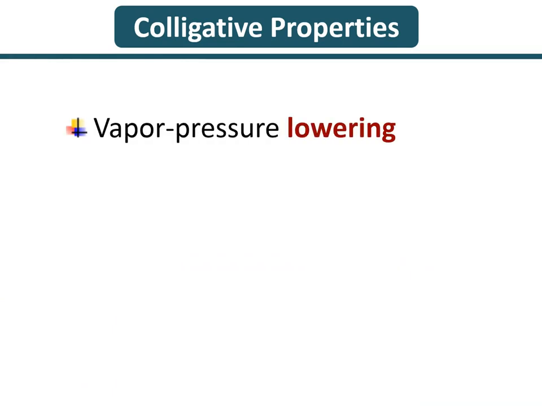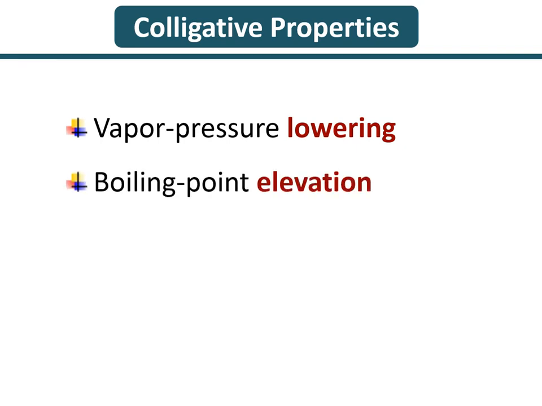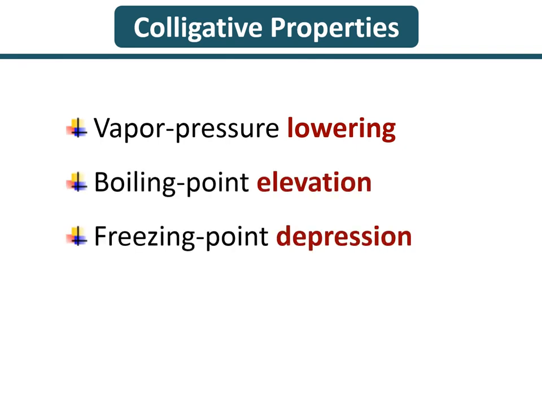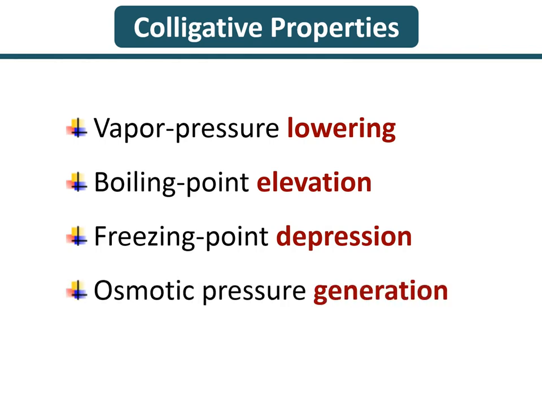These properties that you will observe for solvents are basically, number one, a lowering in the vapor pressure. Number two, the boiling point elevation. Number three, the depression of the freezing point. And we will see the last one is osmotic pressure generation, okay?